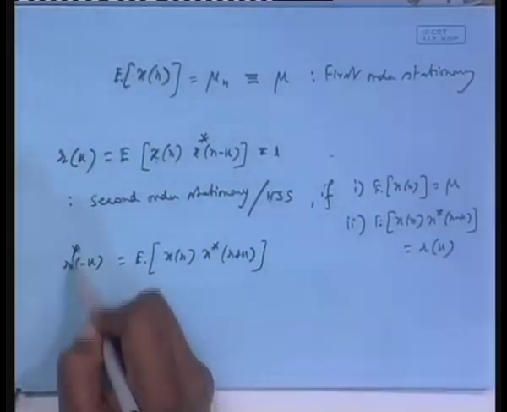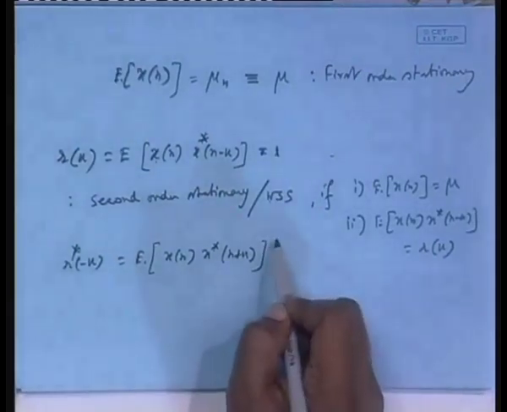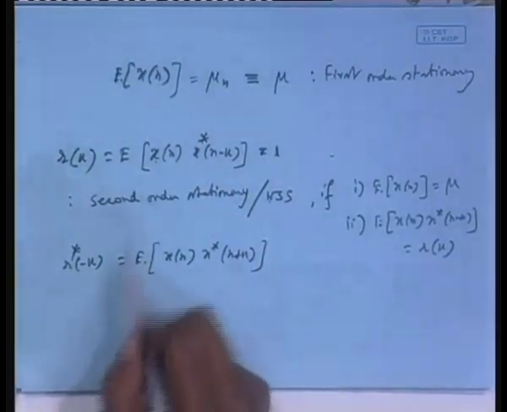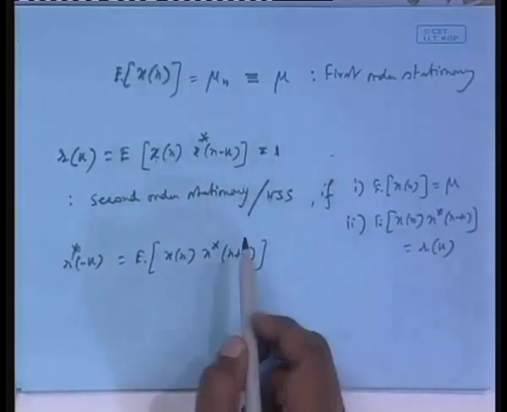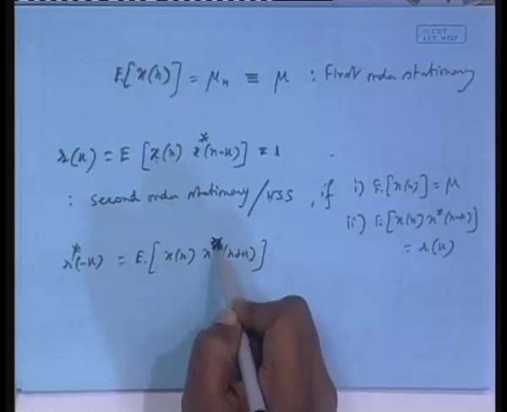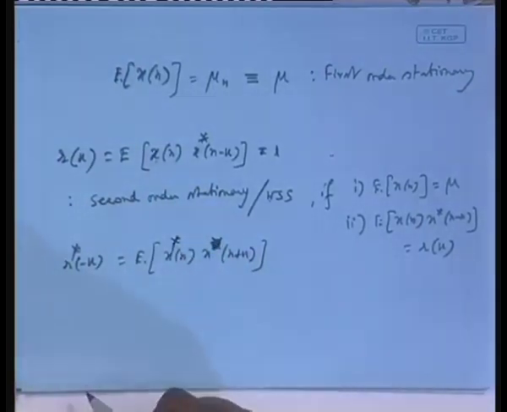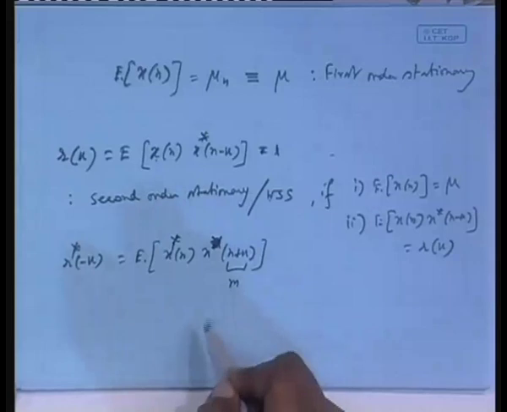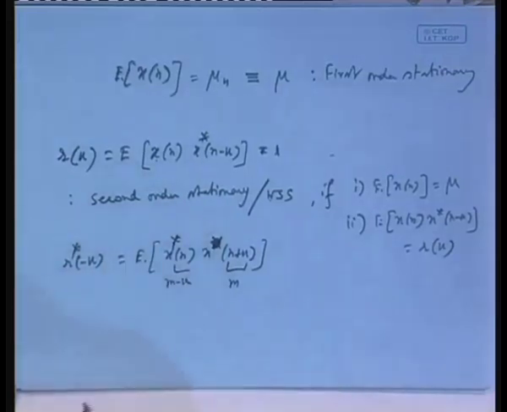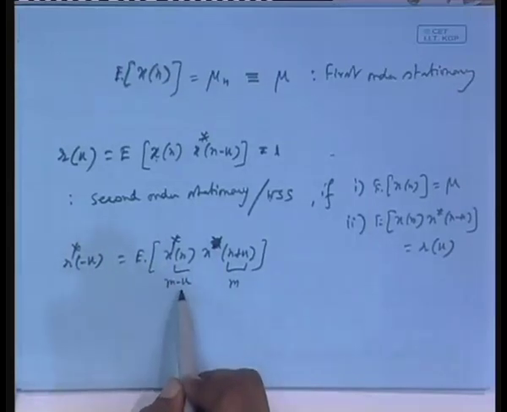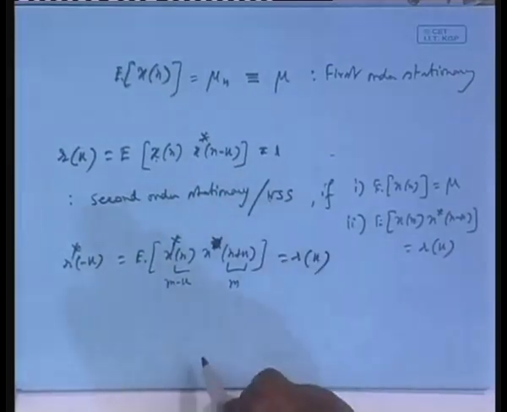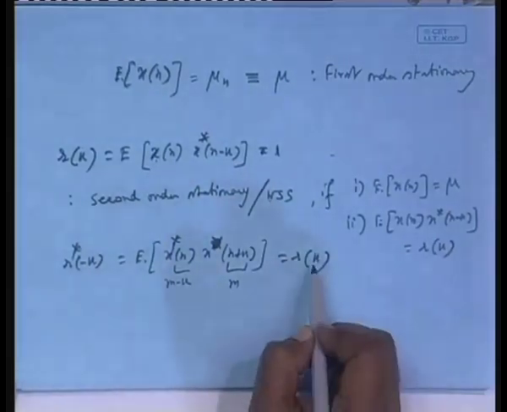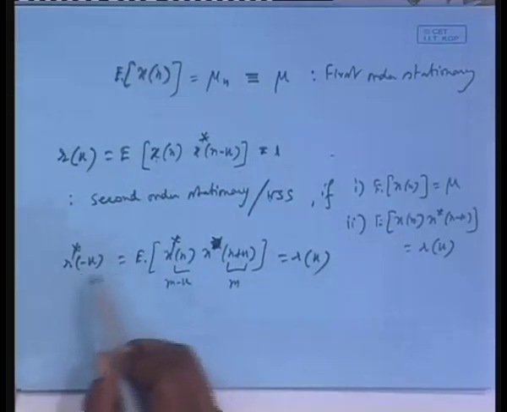And if I put a star here, the star can go inside. After all, E means an integral with probability, so I can put the star inside because probability is a real function. The star comes here, and n plus k, if you call it m, this becomes m minus k. So x m into x star m minus k is again a function of k only, so r k. That means for WSS processes, r k and r minus k are conjugate symmetric.